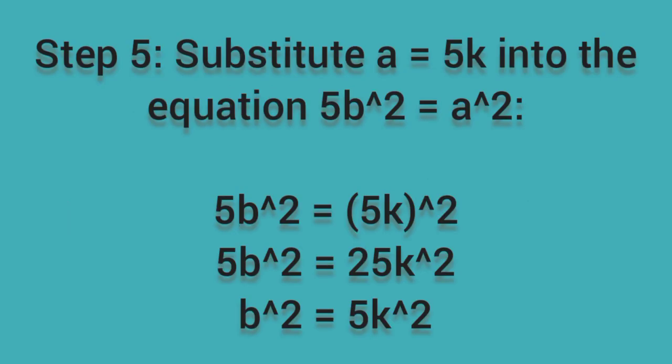Step 5. Substitute a equal to 5k into the equation 5b square equal to a square. So, 5b square equal to 5k the whole square. 5b square equal to 25k square. So, b square equal to 5k square.